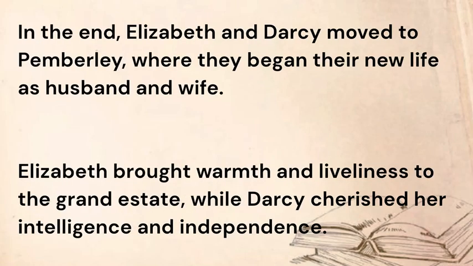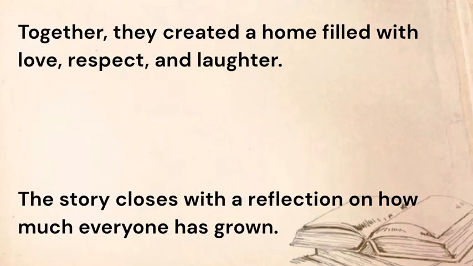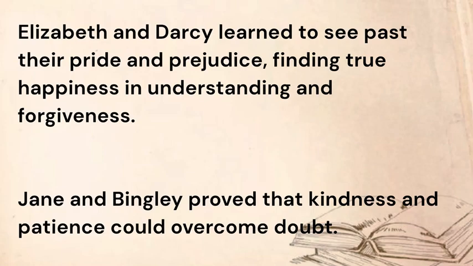In the end, Elizabeth and Darcy moved to Pemberley, where they began their new life as husband and wife. Elizabeth brought warmth and liveliness to the grand estate, while Darcy cherished her intelligence and independence. Together they created a home filled with love, respect, and laughter. The story closes with a reflection on how much everyone has grown. Elizabeth and Darcy learned to see past their pride and prejudice, finding true happiness in understanding and forgiveness.